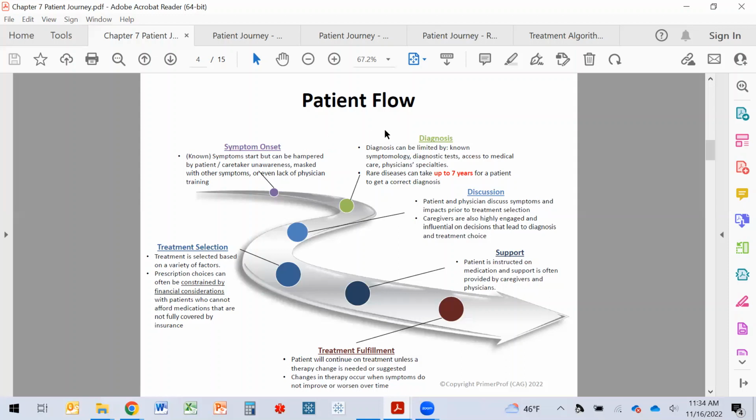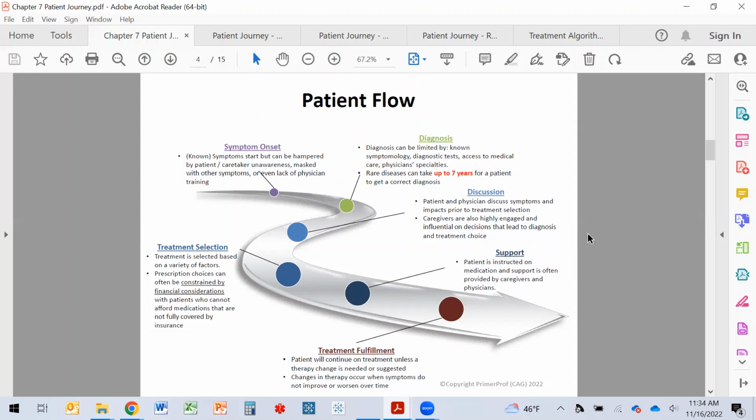Eventually, if the symptoms are diagnosed, the diagnosis can be limited by what's known symptomology, the diagnostic tests used to assess and confirm those symptoms, whether the patient has access to adequate medical care, and also whether they have access to physicians and physician subspecialties. In the case of rare diseases, it can take up to 7 years for a patient to get a correct diagnosis. I'll give you an example of a rare disease and all the patient touch points that they have to go through.